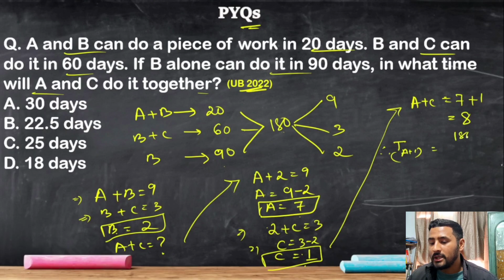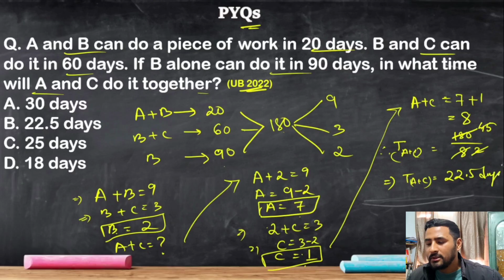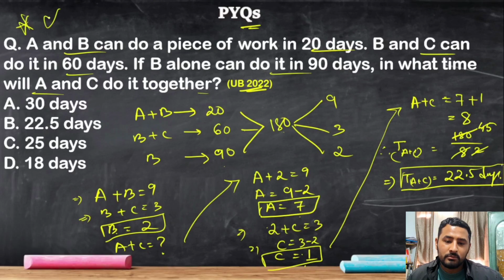The total work is 180, right? We get 180 divided by 8. When you divide this, you'll get the answer. T of A plus C will be how much? Divide, I can do like this. 4 2s are 8, 4 4s are 16, 4 5s are 20. If you divide this, you'll get 22.5 days. So the answer will be 22.5 days. Very important, mark this one. Answer will be B, 22.5 days.